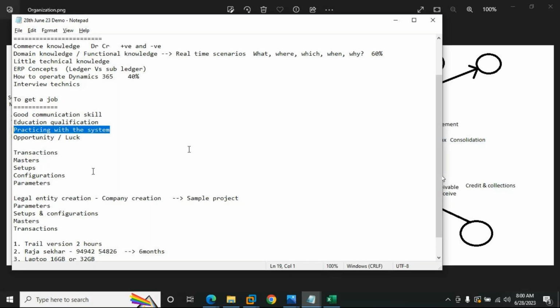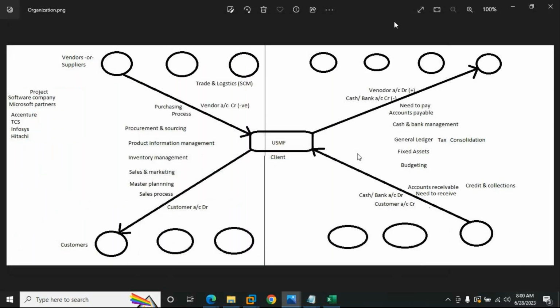Correct. And as I told you, all are real-time scenarios only. I will take real-time scenarios. I will explain the functionality.